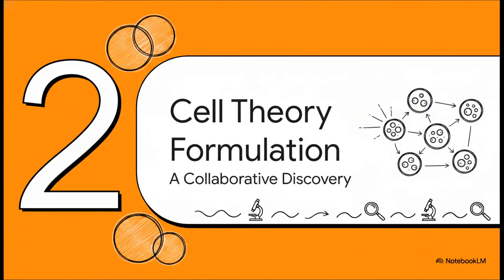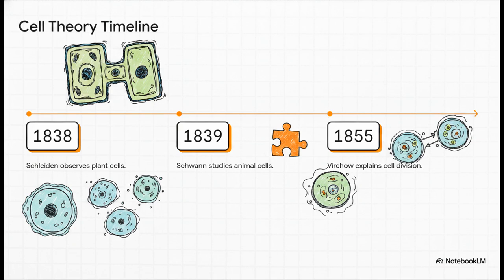Moving on to Section 2, formulating the cell theory. The discovery of the cell wasn't just a single aha moment, right? It was more like a collaborative detective story. Tracing the timeline, we start in 1838, when a German botanist named Matthias Schleiden examined plants and realized they were all made of different kinds of cells. Just a year later, in 1839, Theodor Schwann, a zoologist, reported that animal cells had this thin outer layer.